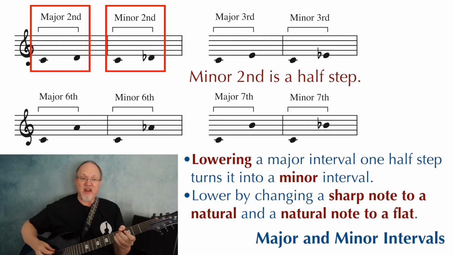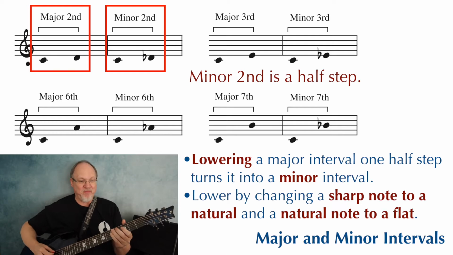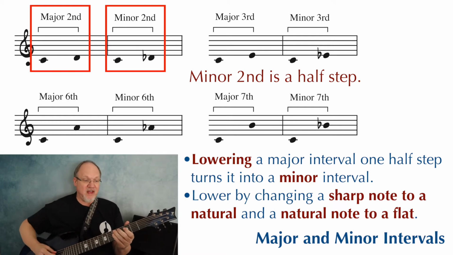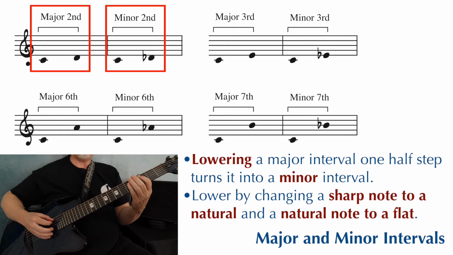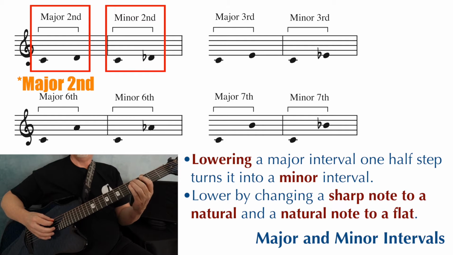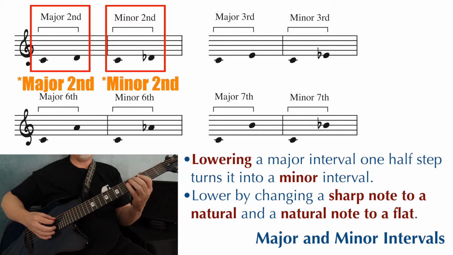And to call it a second, we need to label that as a D flat and not a C sharp, even though C sharp and D flat are essentially the same note, because we want on paper to have it appear as a second. So C to D, whole step, we lower that D a half step to D flat, and C to D flat is a half step.